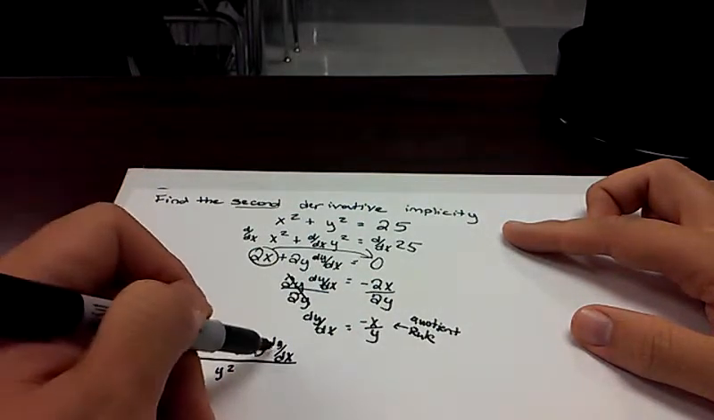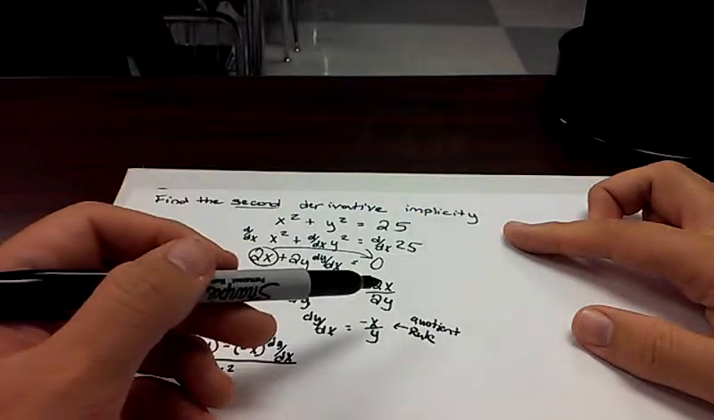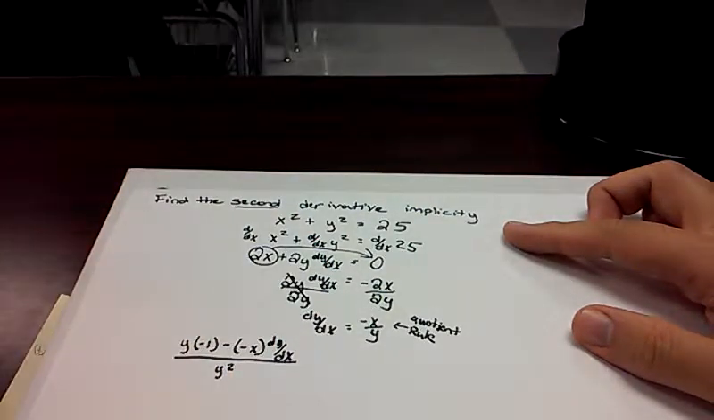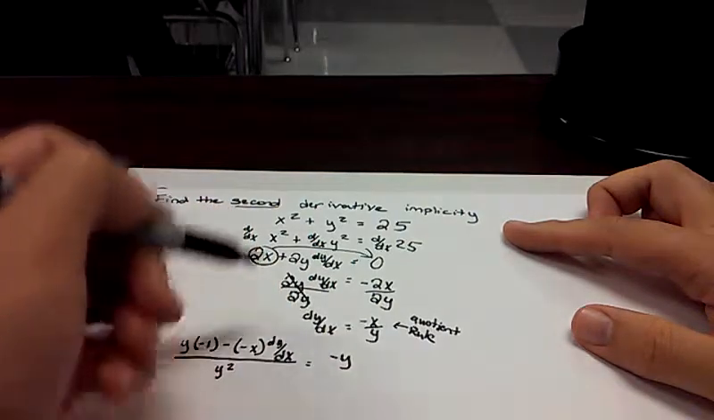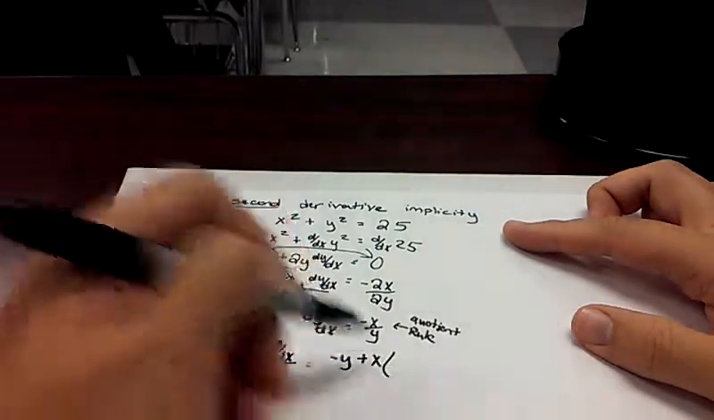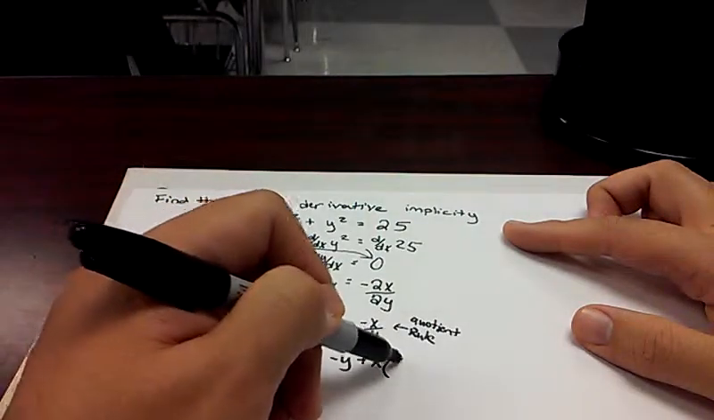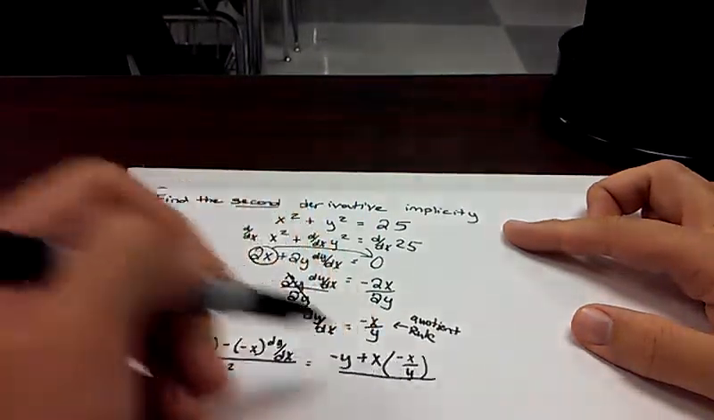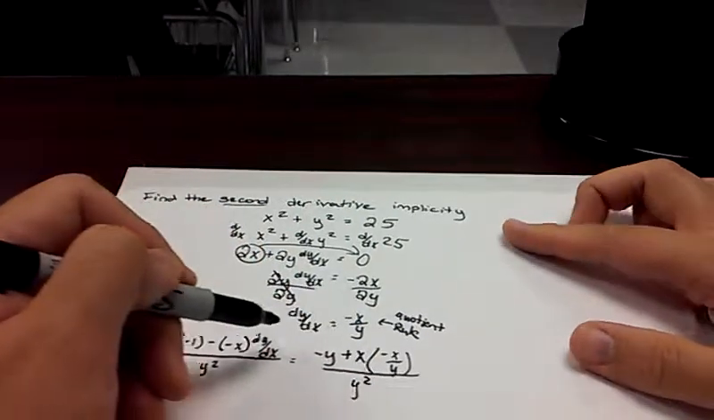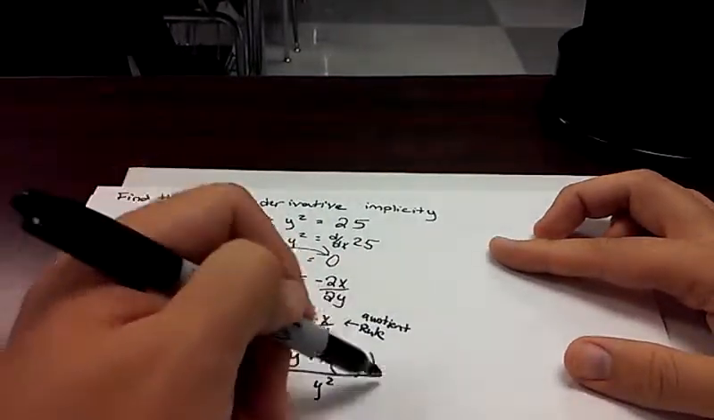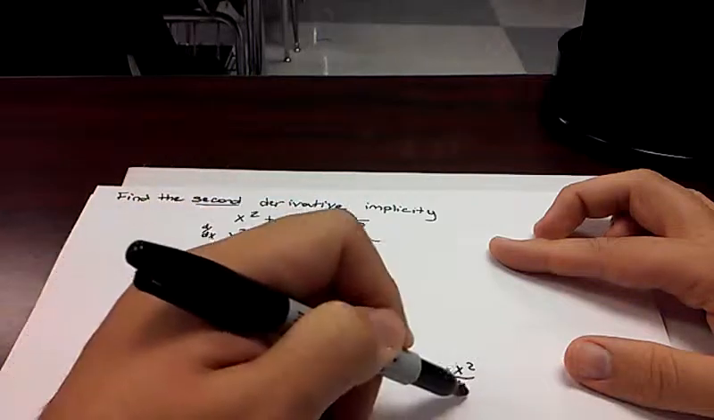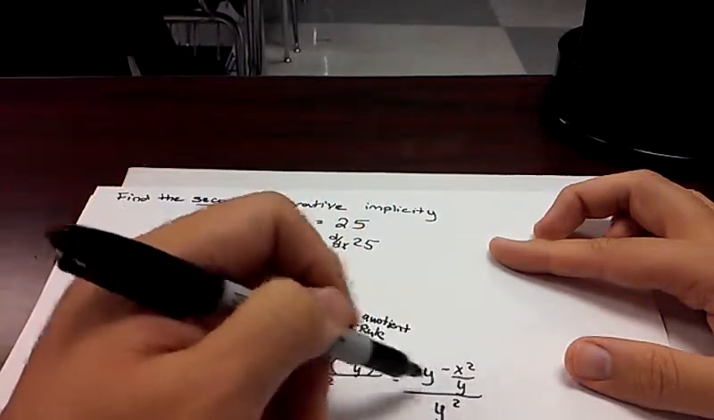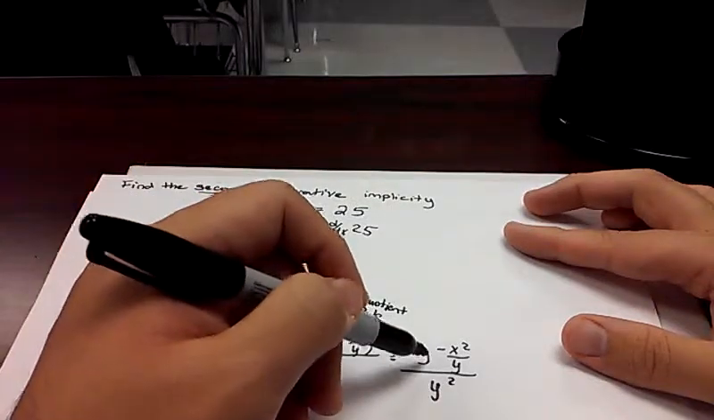Now, before you freak out, we do know what dy over dx is. We found that dy over dx is negative x over y. So all we're going to do is substitute that value in there. Simplifying this, I'm going to get negative y plus x, and then dy over dx is negative x over y, all over y squared. I'm going to clean this up a little bit. Positive x times a negative x is going to be a negative y minus x squared over y all over y squared.